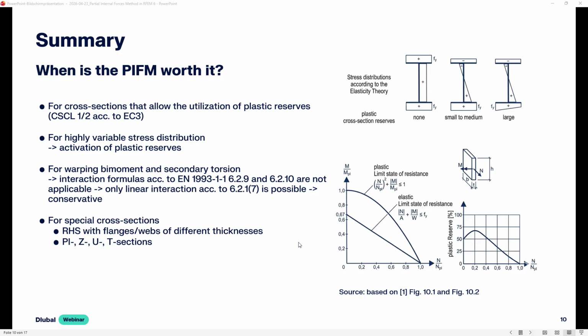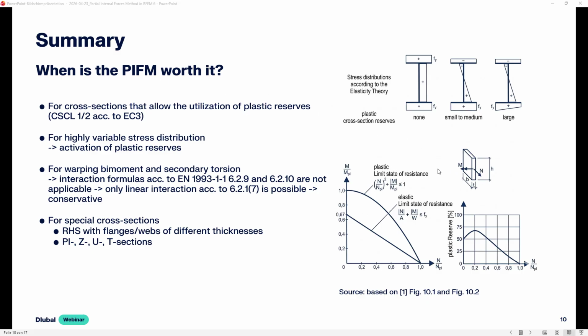And yeah, the last thing I wanted to show you is this figure on the lower part of the slide here. And here again, we can see the plastic reserves compared to the elastic design. In this case, only for a rectangular hollow section. But remember, for the PIFM, we are only considering section parts that are rectangular. So yeah, this is basically it for the PIFM.